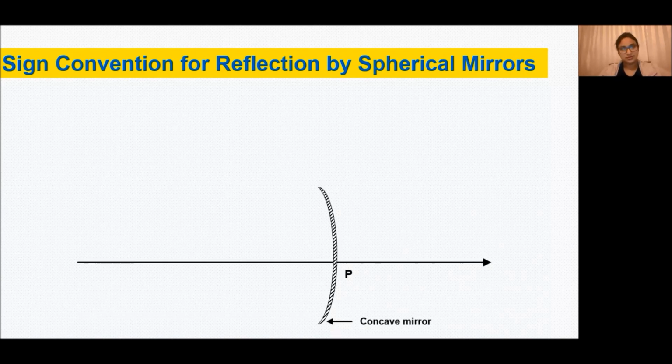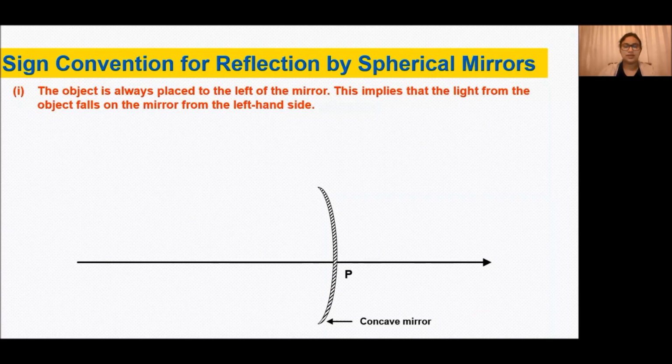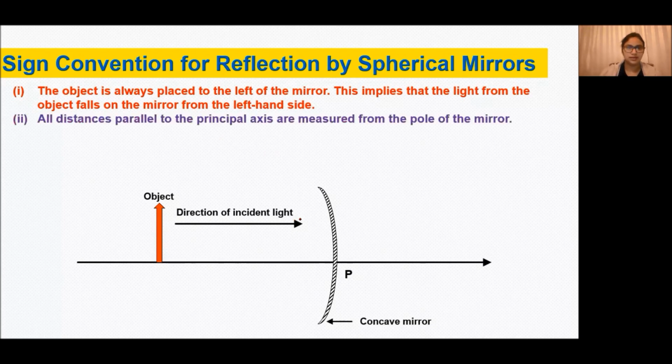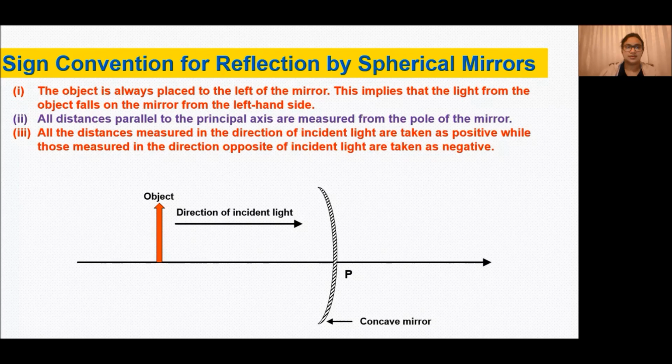The first sign convention is that the object is always placed to the left of the mirror. That is, the light from the object falls on the mirror from the left side. So this is the direction of the incident light. All distances parallel to the principal axis are measured from the pole of the mirror. Third, all distances measured in the direction of incident light rays are taken as positive, while the opposite is taken as negative.